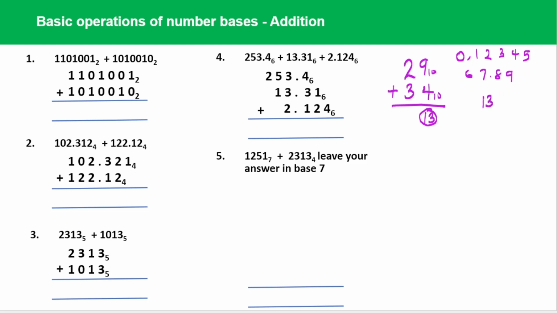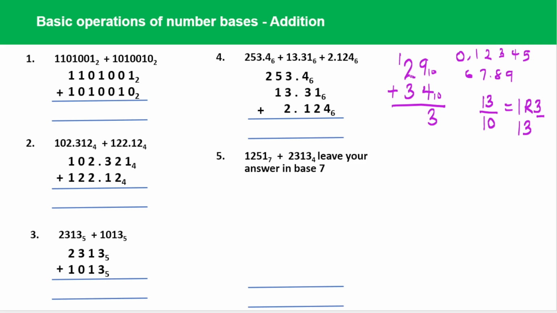What we do is divide the answer by the base we're adding in. We're adding in base 10, so we divide 13 by 10. That will give us 1 remainder 3. This 1 remainder 3 can be written as 1 3. So the proper thing to do here is to write the remainder of 3 and carry the 1.